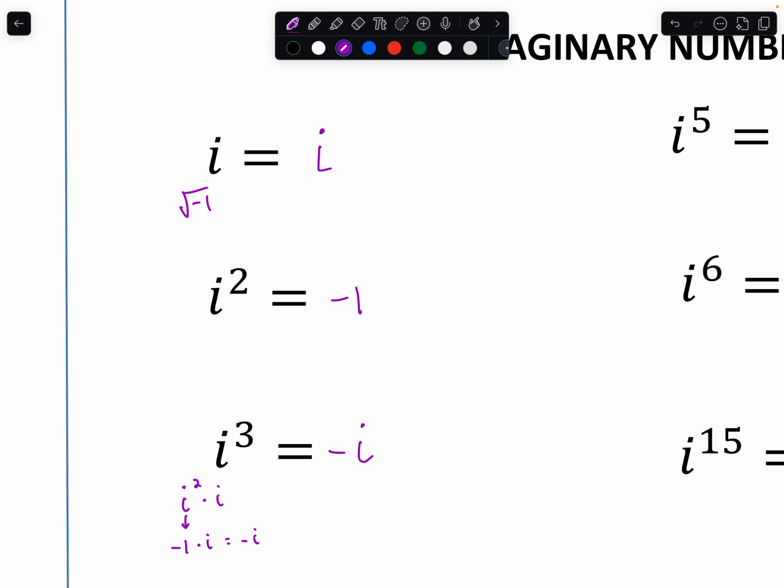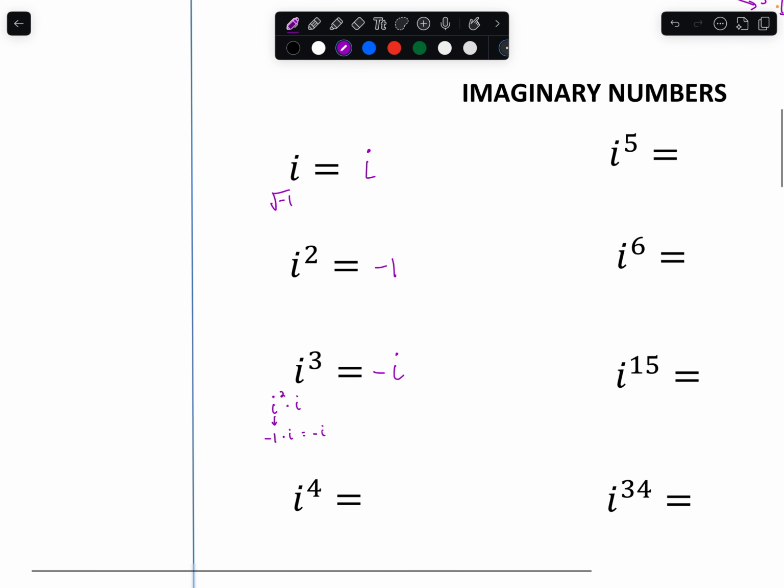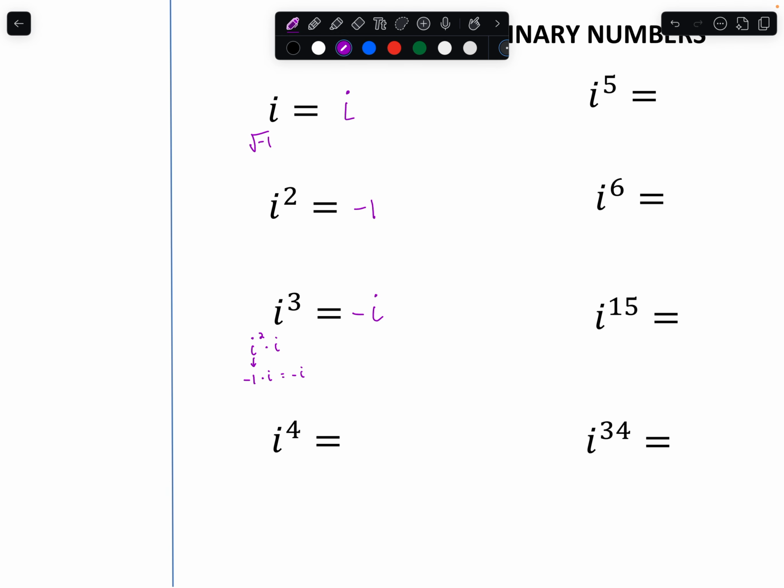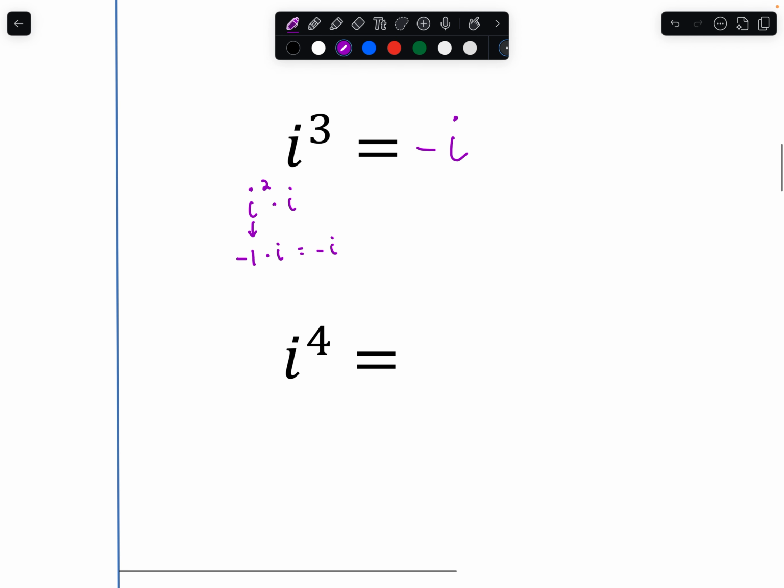So it seems pretty obvious that i is equal to i. But you'll see what's going to happen here in a second. Then i to the fourth, I would break that into i squared times i squared. And that would be negative 1 times negative 1, because i squared is equal to negative 1. And then negative 1 times negative 1 is 1.